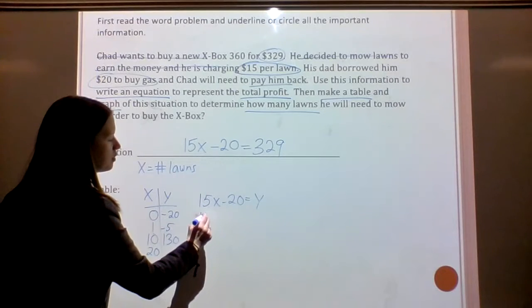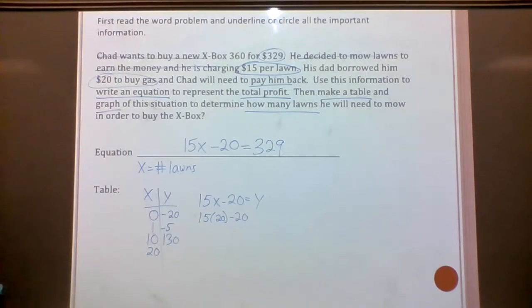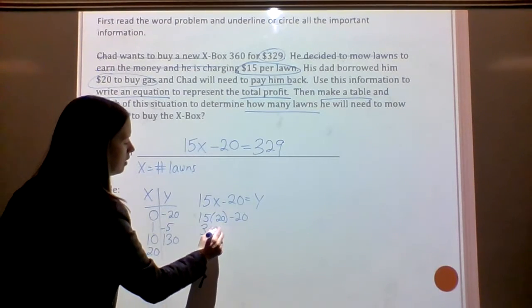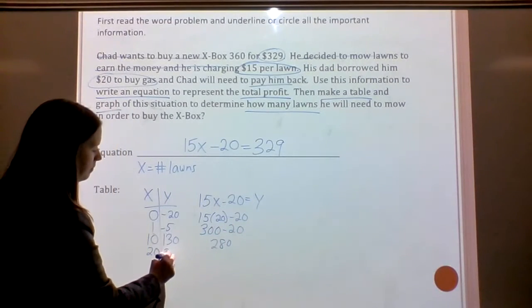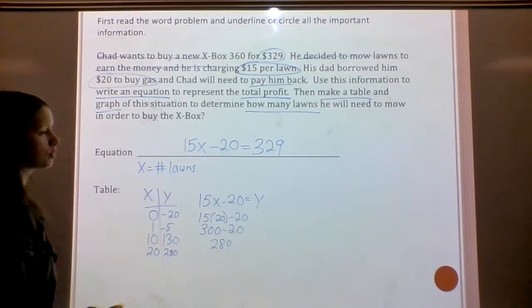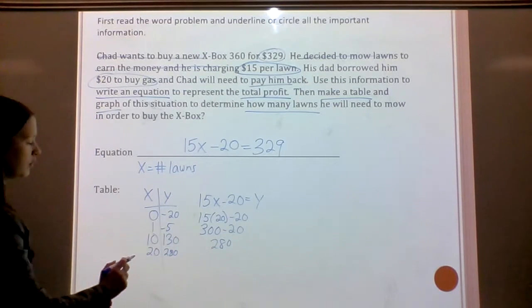So 15 times 20 minus 20, we want to see what that equals. 15 times 20 is 300. 300 minus 20, 280. We're closer, but he still doesn't have enough money. So let's jump to 30.